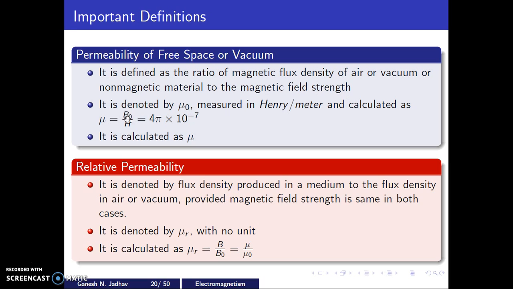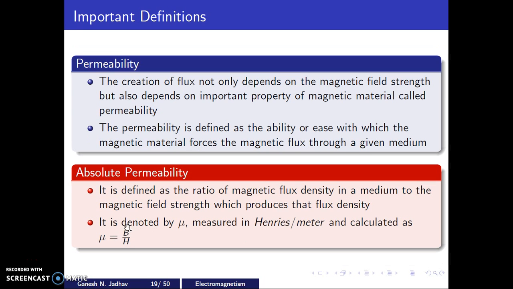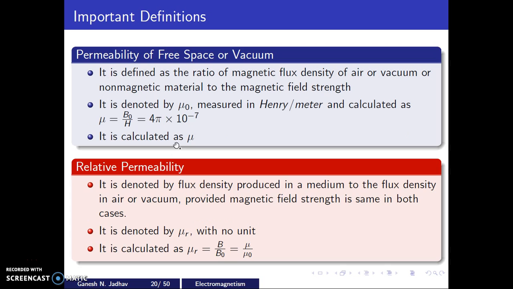It is calculated as B0 divided by H, where B0 is the magnetic flux density of a vacuum, and this value is given by 2 pi into 10 raised to minus 7. It is denoted by mu 0. It is calculated just like mu. Mu is calculated in a particular medium, whereas mu 0 is calculated for air. So mu 0 is equal to 2 pi into 10 raised to minus 7 henry per meter.